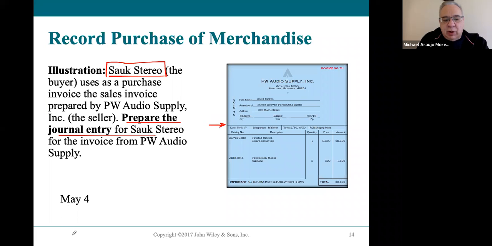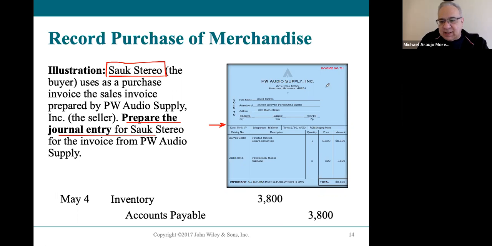So they will debit their inventory account because this is inventory to them. This is their asset, debit inventory. They're going to credit accounts payable because this invoice is a bill that they have to pay in 30 days. And so that's an accounts payable definition, right? It's a bill due in 30 days. So the credit goes to accounts payable. The important thing to know is that this is inventory to Sock Stereo. This is their asset.